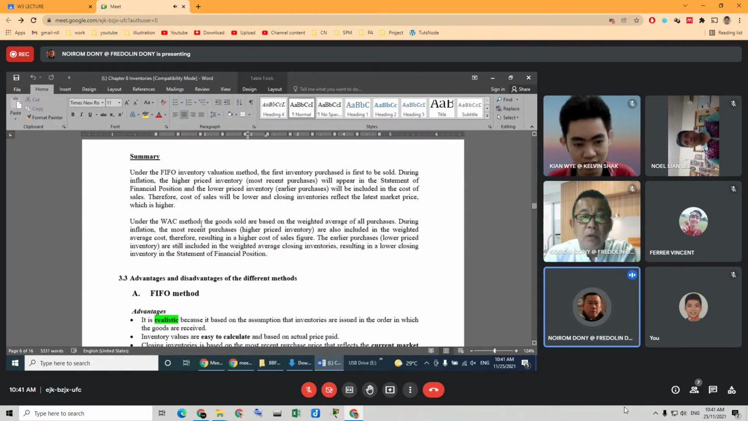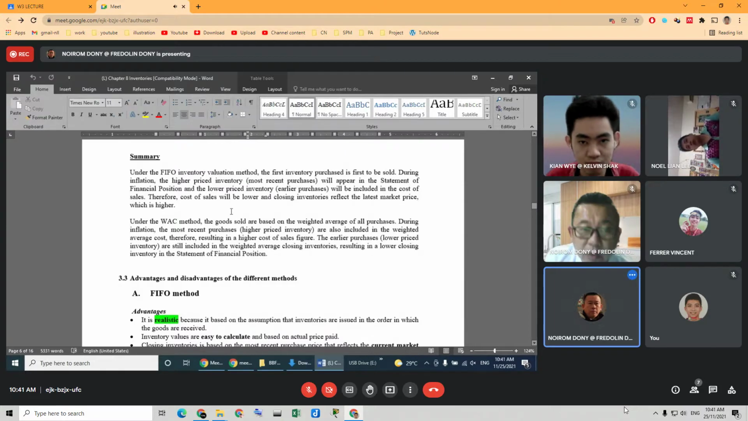Whereas on the weighted average, the goods sold are based on the weighted average of all purchases. During inflation, the most recent purchases, higher price inventory, are also included in the weighted average cost, therefore resulting in a higher cost of sales figure. So the earlier purchases, lower price inventory, are still included in the weighted average closing inventory, resulting in lower closing inventory in the statement of financial position.